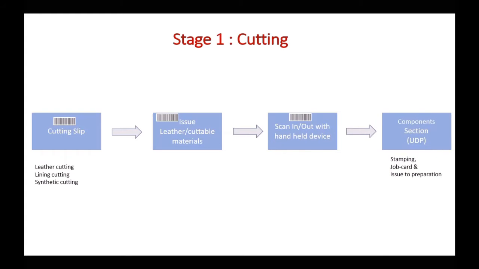So let's first see the stage 1 cutting processes. So cutting process starts with a cutting slip, and then material issues with reference to the cutting slip, and then the production start and end of cutting is scanned with a handheld device, and all the cut components goes to the component section. So this part I will explain in Tpcs.